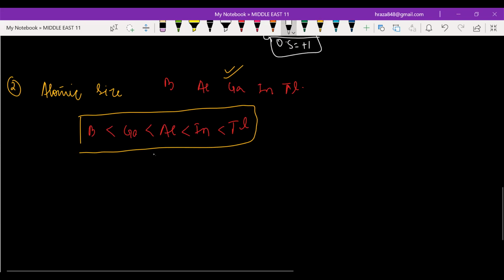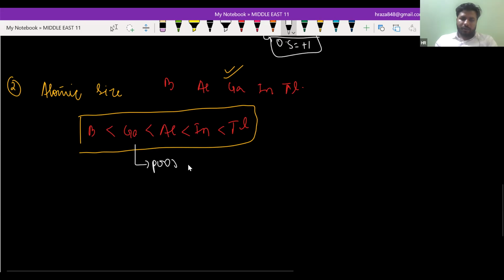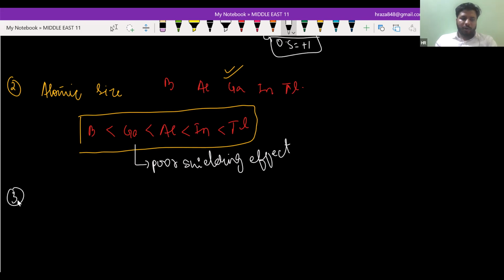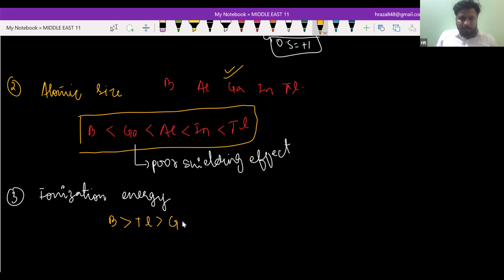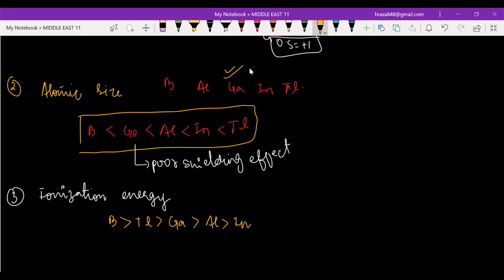Poor shielding effect. That's why gallium is smaller than aluminum. Third one is basically ionization energy. Boron has the highest ionization energy, then thallium, then gallium, then aluminum, and then indium. Please write it.